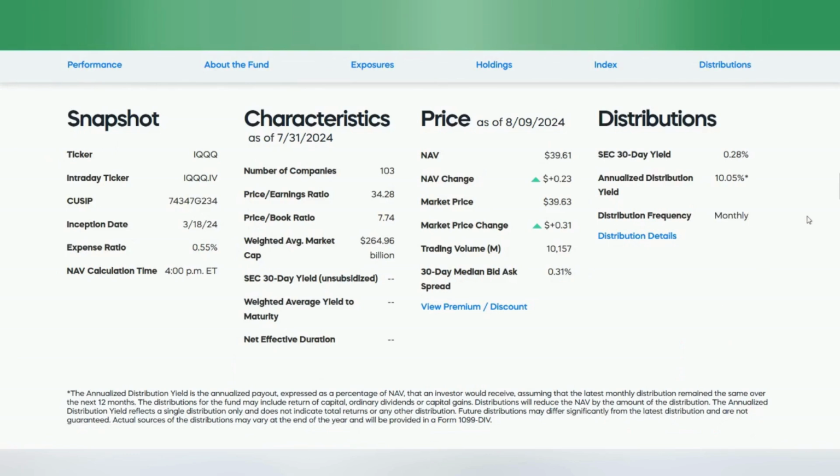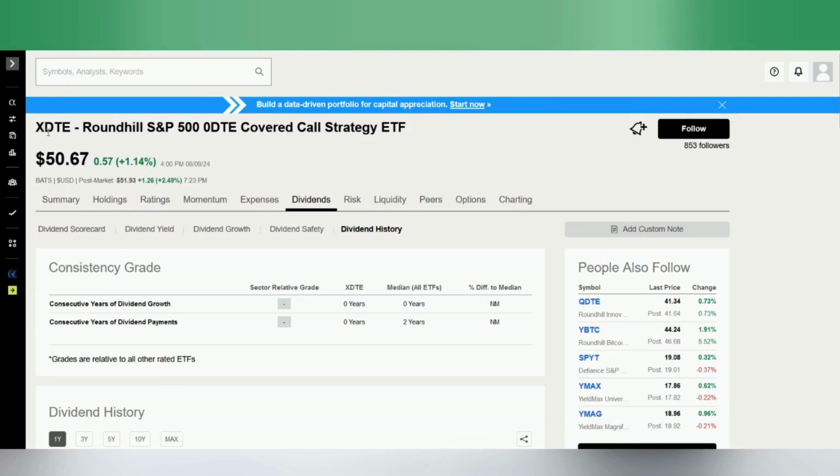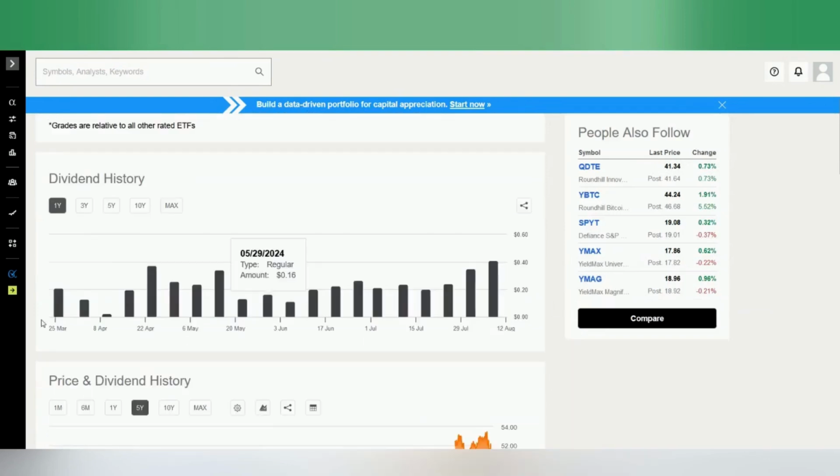So let's take a look at the distribution histories of these funds that have not been around for very long, and then take a look at their total return performance in Seeking Alpha. If we go to XDTE, we can see under dividends and dividend history that the dividends so far have been very inconsistent, as low as 2 cents and as high as the latest one, which was 41 cents.